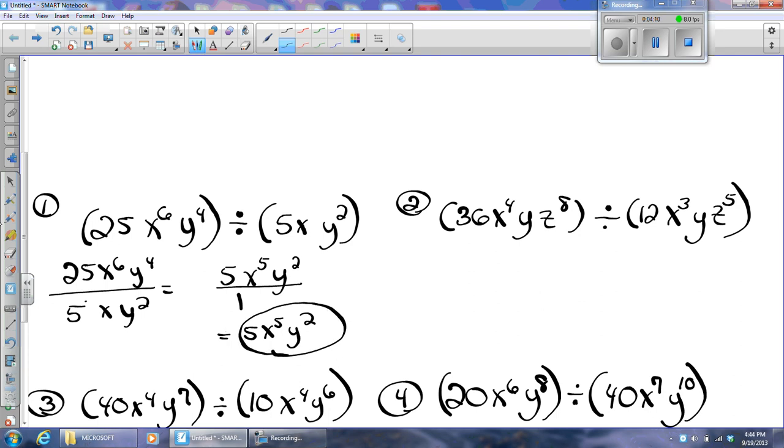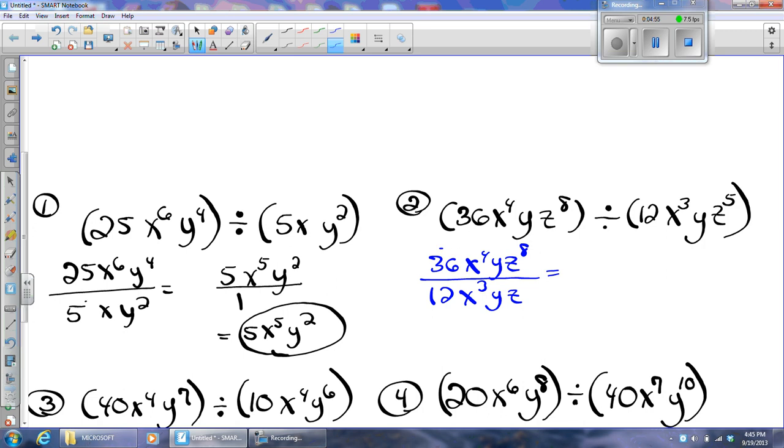Now, I don't know if you noticed something yet, but remember that when we had x squared times x cubed, we added the exponents and we got x to the 5th, right? Can you tell what's happening yet? Watch closely on this next one. See if you can tell what's happening. All right, I'll do this one in blue so it shows up a little bit better. Again, I like to write them as fractions. You don't have to, but I like to. 36x to the 4th y z to the 8th, and that'll be over 12x cubed y z.